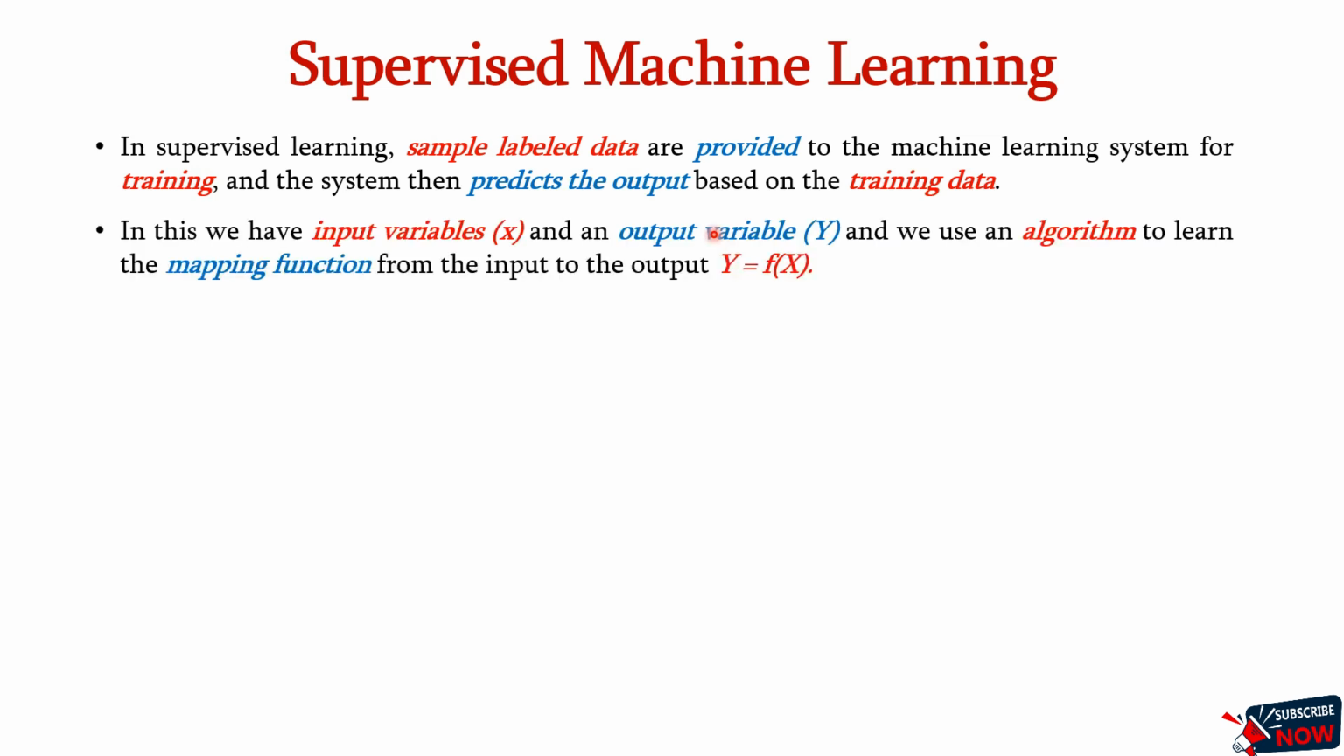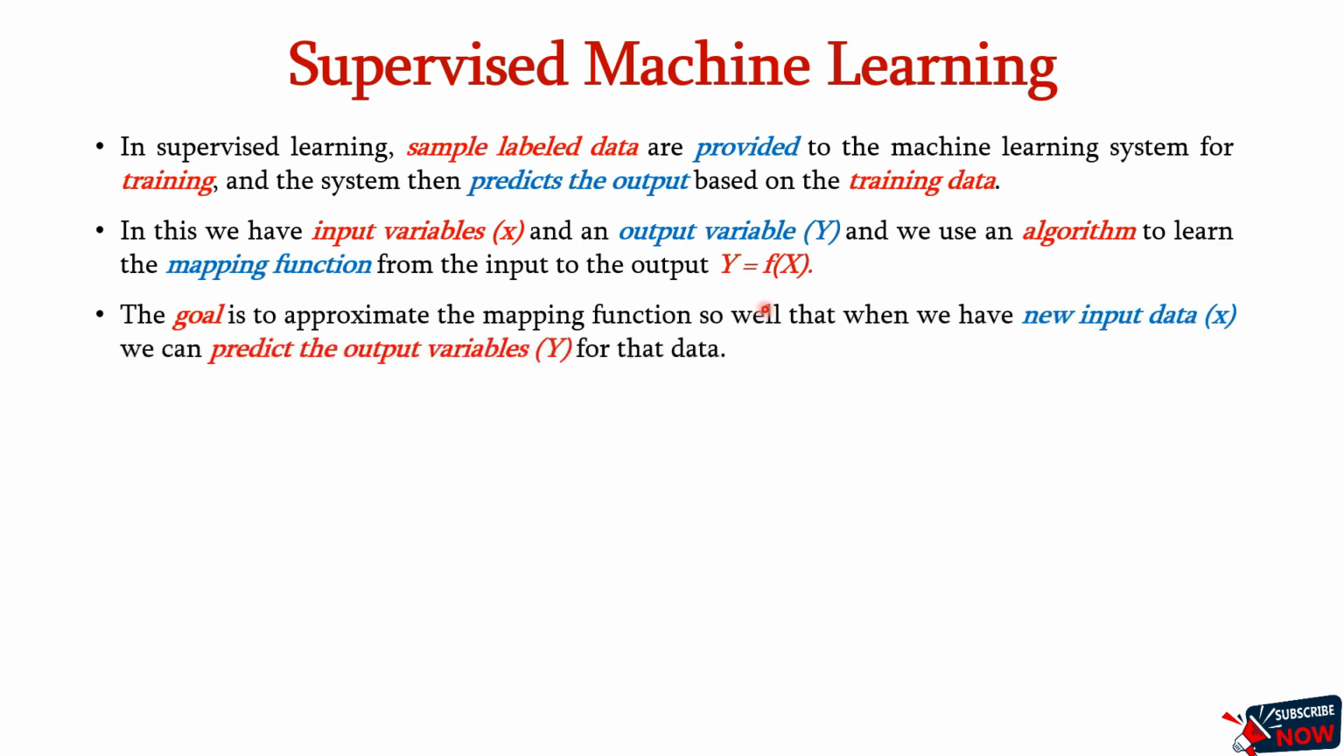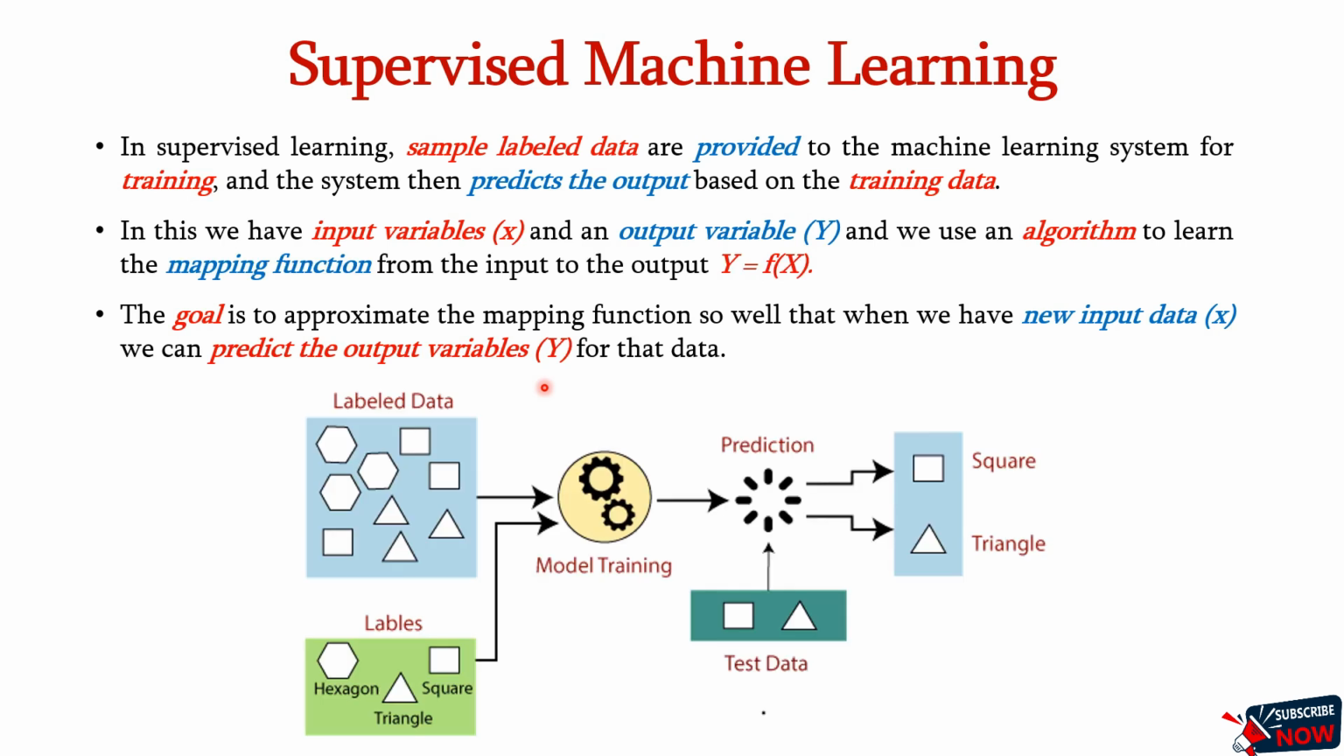In this, we have input variables x and an output variable y, and we use an algorithm to learn the mapping function from the input to the output, which is expressed as y equal to f of x. Here x is the input, y is the output, and f is the mapping function. The goal is to approximate the mapping function so well that when we have new input data x, we can predict the output variable y for that data.